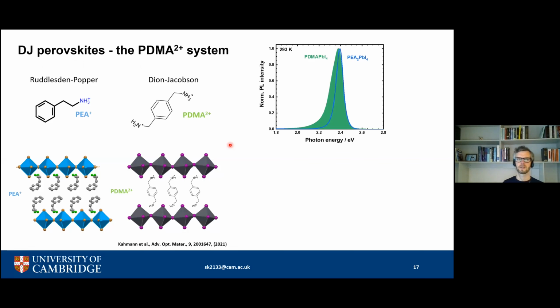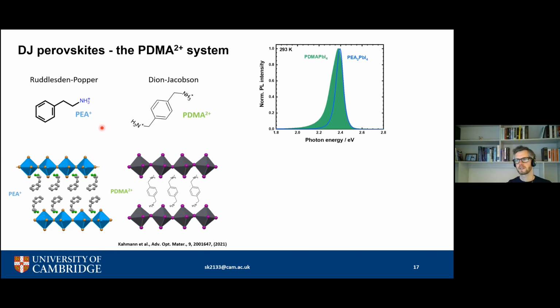And this is the so-called PDMA system. PDMA is just a different spacer cation, PDMA 2+ here. It's a similar benzene ring, but it actually has two of these functional groups, so two amine groups on opposite ends. And very often you will find in the literature that these compounds are referred to as Dion-Jacobson compounds, while the other ones, the monoamines, are referred to as Ruddlesden-Popper compounds.